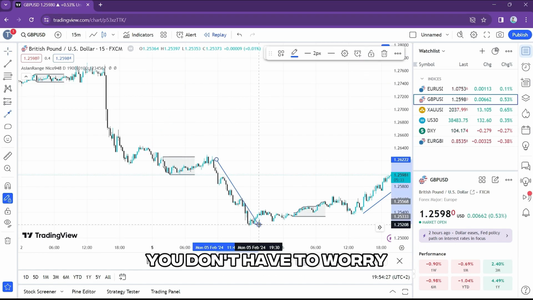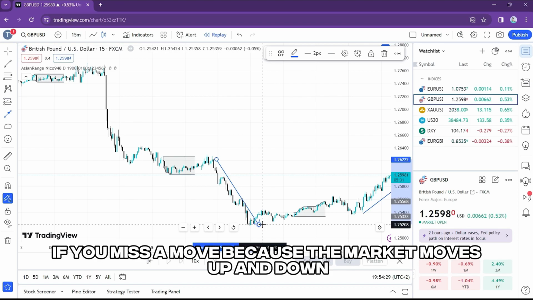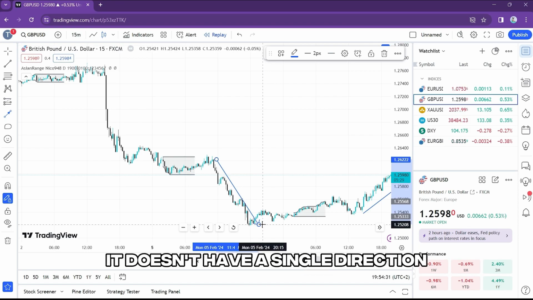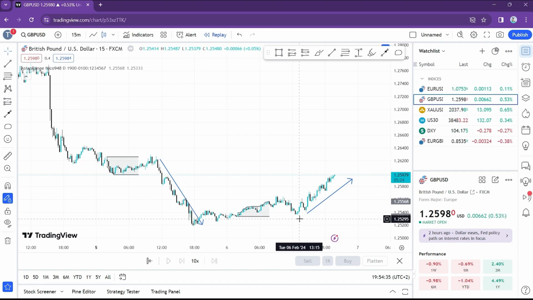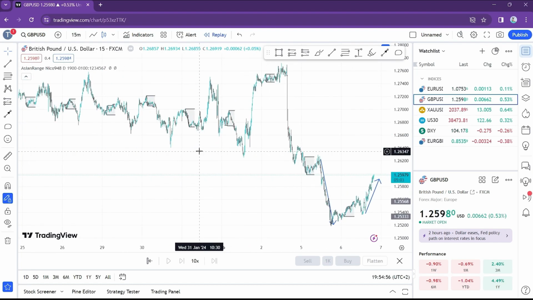You don't have to worry if you miss a move, because the market moves up and down. It doesn't have a single direction. As you can see here, price moved down from this level and now it moves back up again. And yeah, you don't have to worry, because price is not moving in a single direction, otherwise everyone would make money. The price always oscillates and moves in both directions, so that every type of trader can trade and make money out of this market.